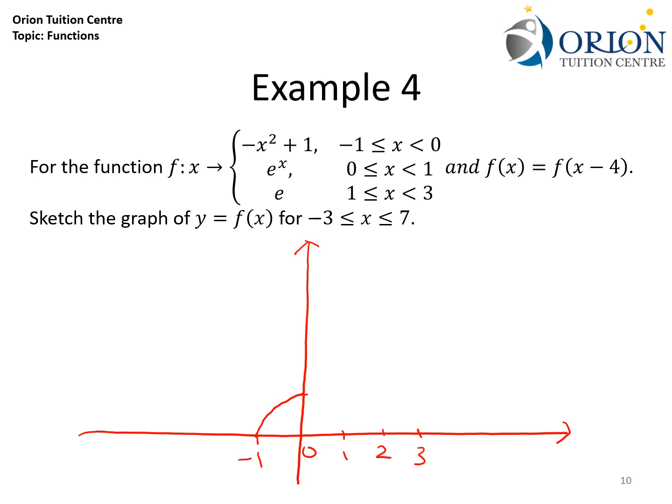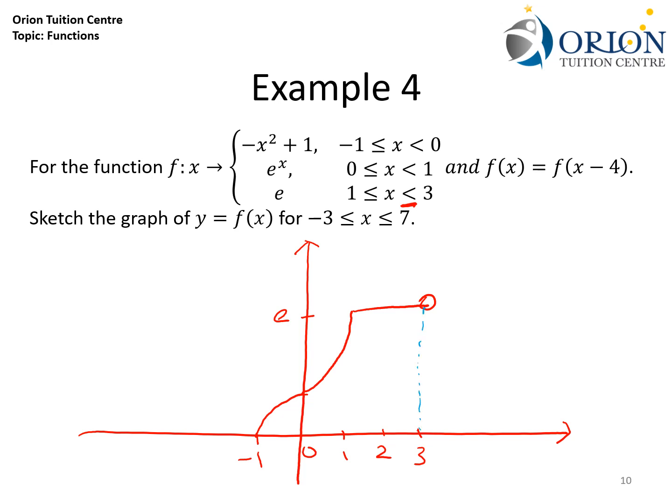Next, between 0 and 1, it is going to be e to the power of x. That means when x is 0, we get 1. And when x is 1, we get e. Let's say it is somewhere over here. It's 2.7. So we get this graph. And finally, between 1 to 3, it is just a constant e. That means it's just this horizontal line over here. And we have to exclude this endpoint over here because there is no equal sign for the end value over here. So based on this, we can now copy and paste this graph for our repeating units.